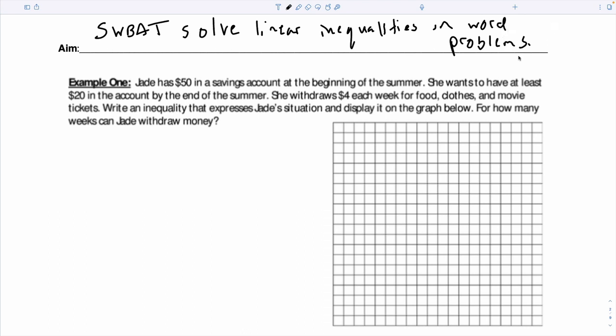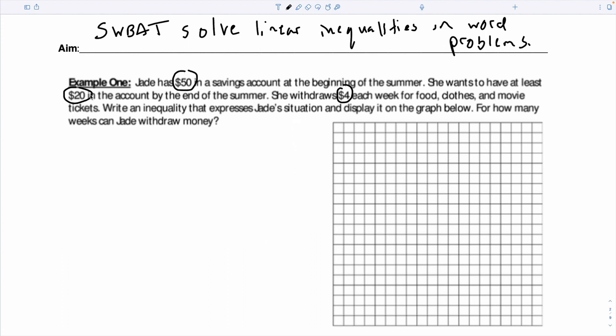Jade has $50 in the savings account at the beginning of the summer. She wants to have at least $20 in the account by the end of the summer. She withdraws $4 each week for food, clothes, and movie tickets. Probably not accurate. Write an inequality that expresses Jade's situation and display it on the graph below. For how many weeks can Jade withdraw money? She's probably not spending $4 a week. She's probably just saving it.